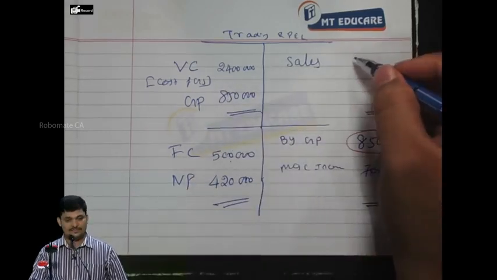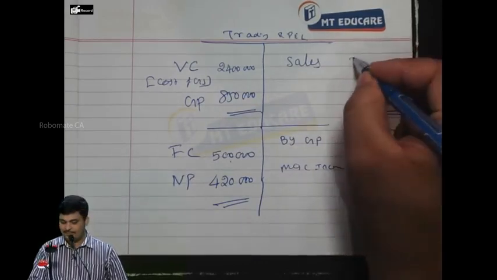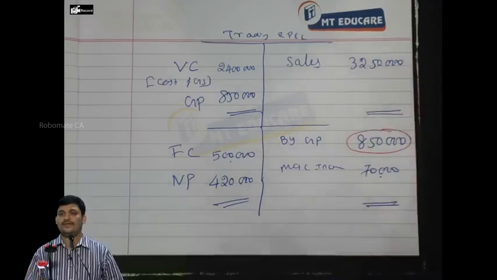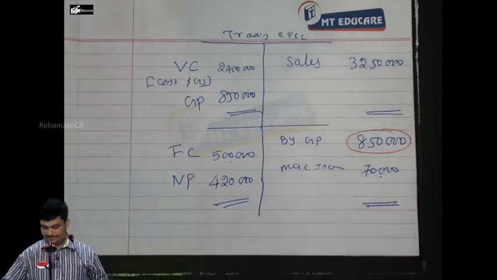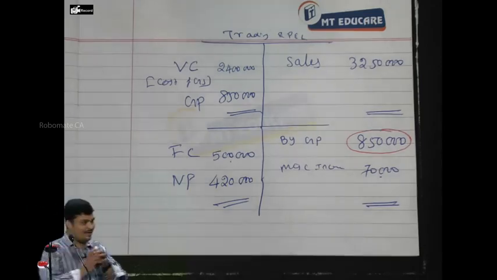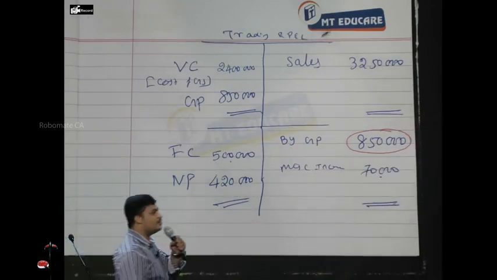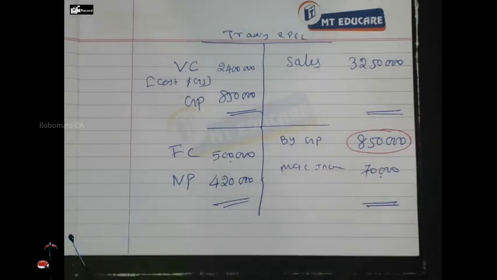What is sales? 32 lakh. Sales is 32 lakh 50. Understood? Now listen carefully. It is not necessary that you find out sales and all, but we are finding sales anyway. You should know that the miscellaneous income shown here is actually what income? Interest, dividend, rent or commission, correct? Respond.